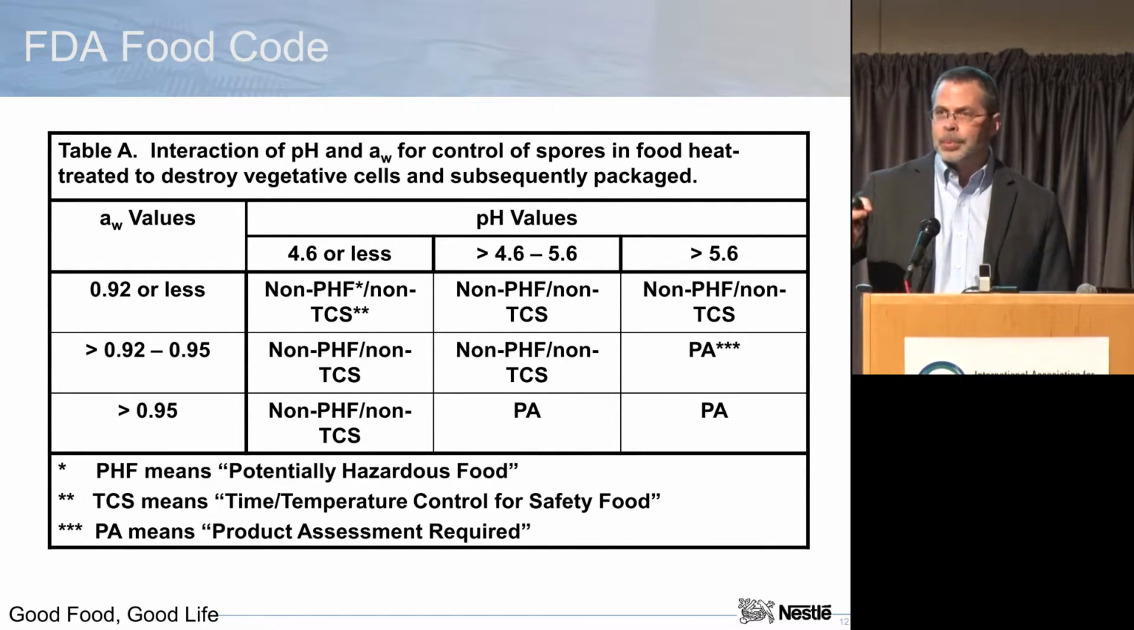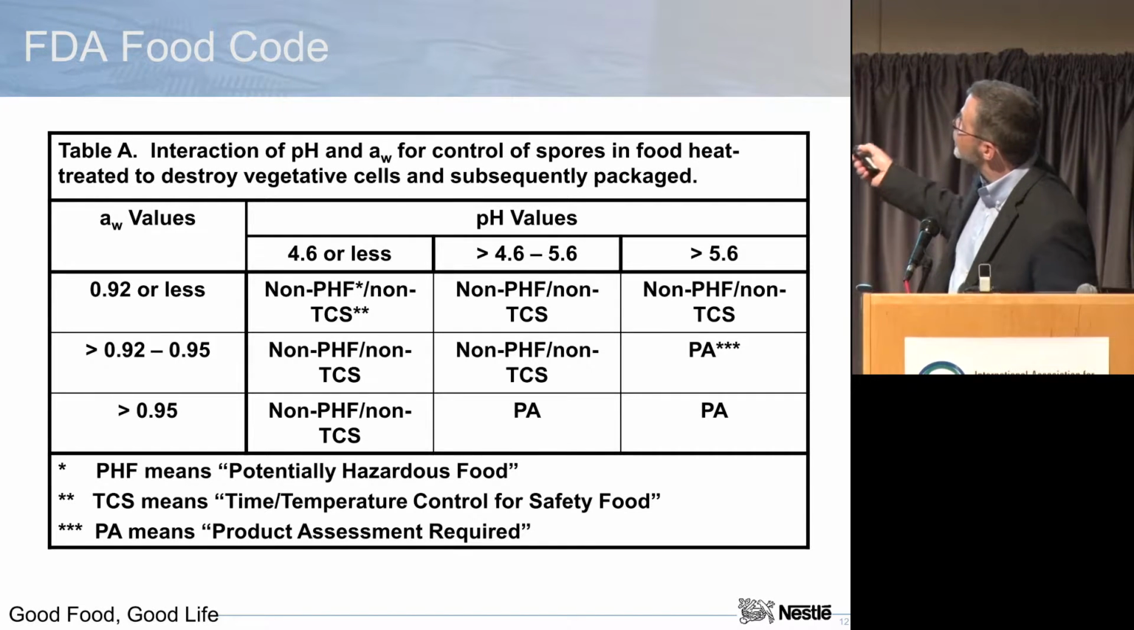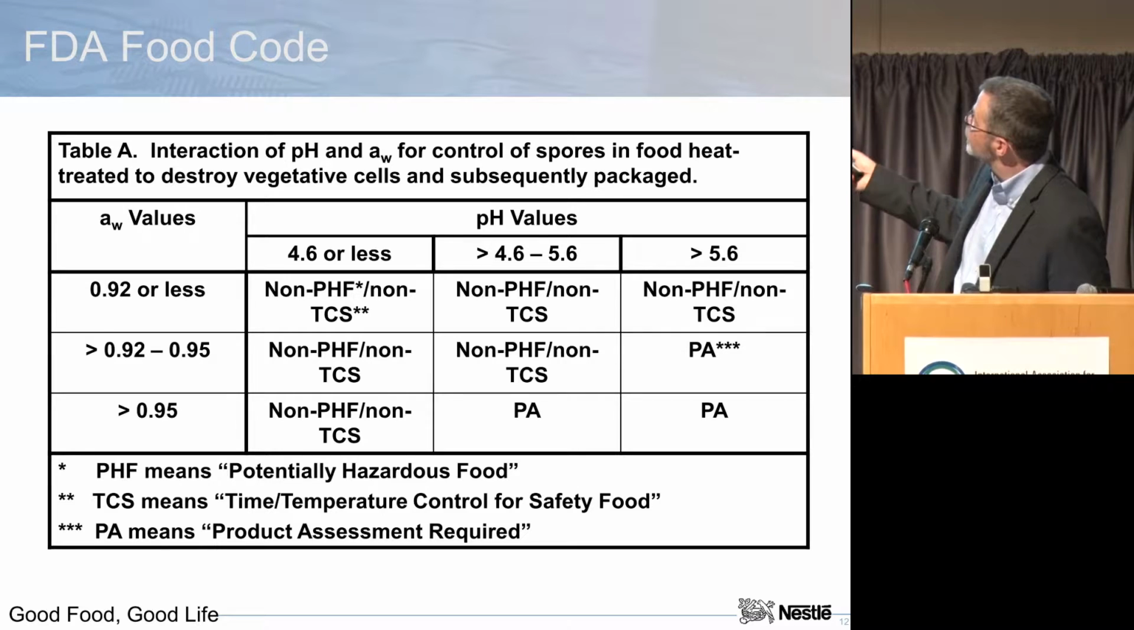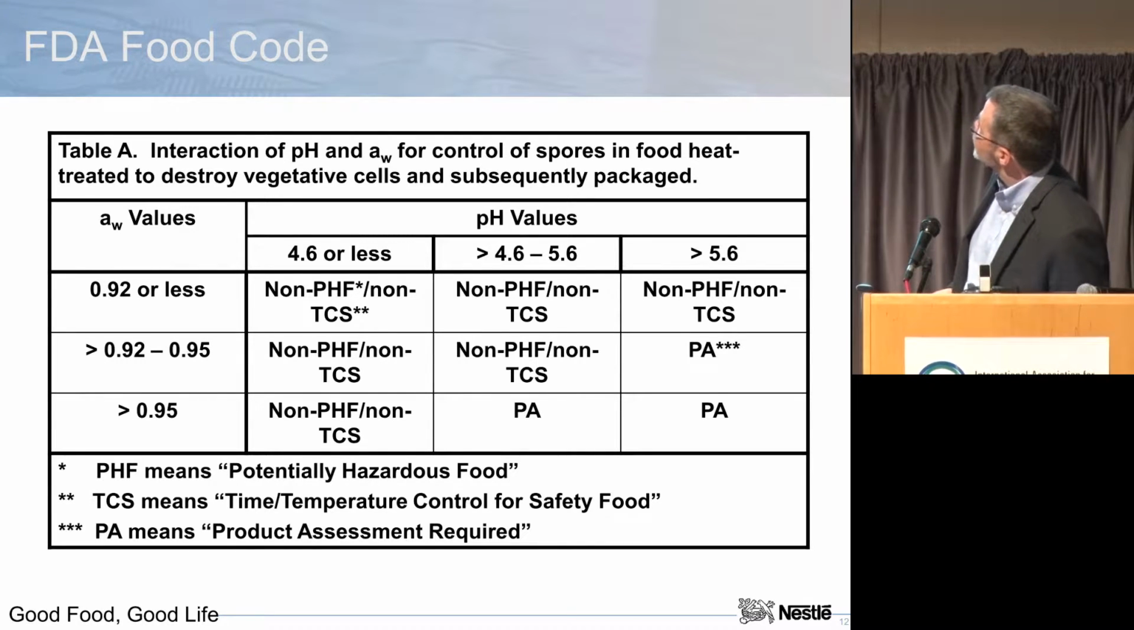If we look at the product criteria that prevent growth or work along with my other reduction steps to manage the risk. These two tables I'm showing you are from the food code, and these are also safe harbors. Experts got together, they said that if you operate within these conditions, and these are water activity values and pH values, then you can control certain hazards in your product. So this is the hazards of spores in foods that are heat treated to destroy vegetative cells and subsequently packaged.